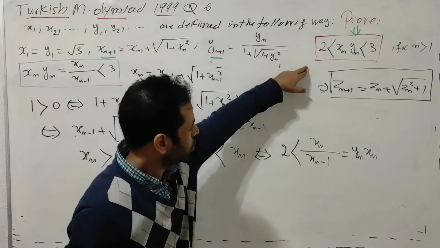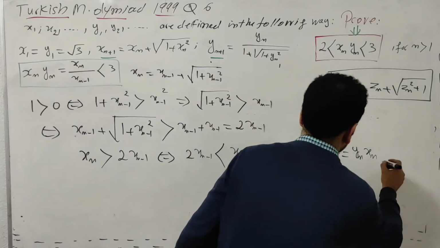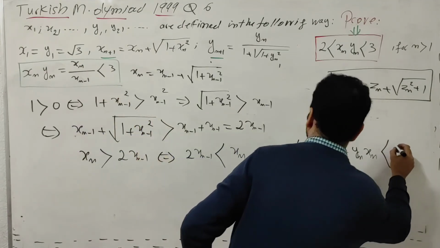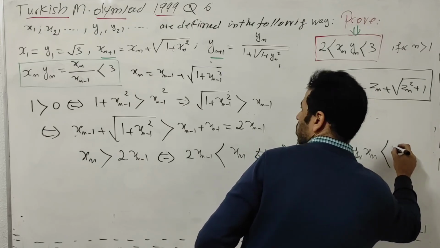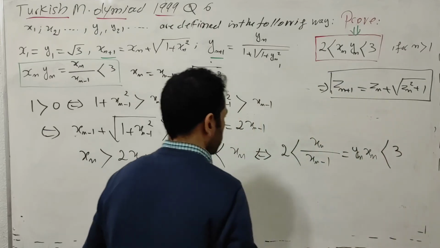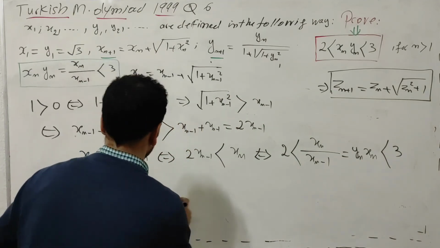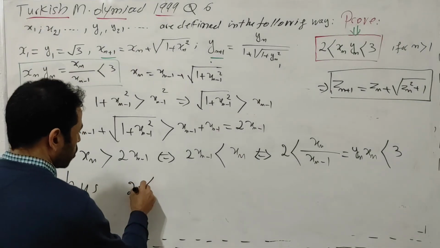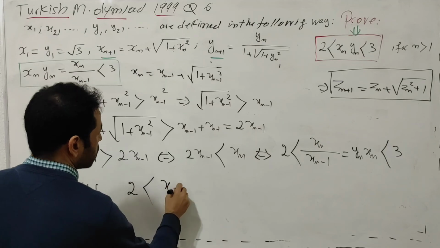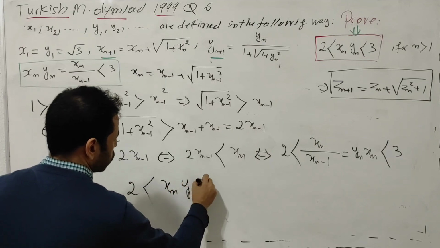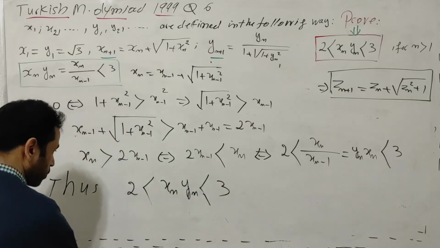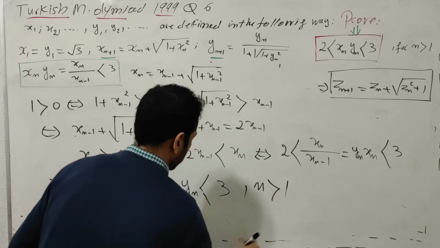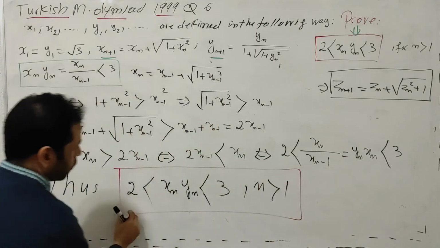So now I have proven this one, as you see it. At the same time, this one is strictly inferior than this term which we had before, which is strictly inferior than 3. Okay, so now, thus, 2 is strictly inferior than x sub n multiplied by y sub n is strictly inferior than 3, for all integers n strictly superior than 1. Okay, now I have proven this one.